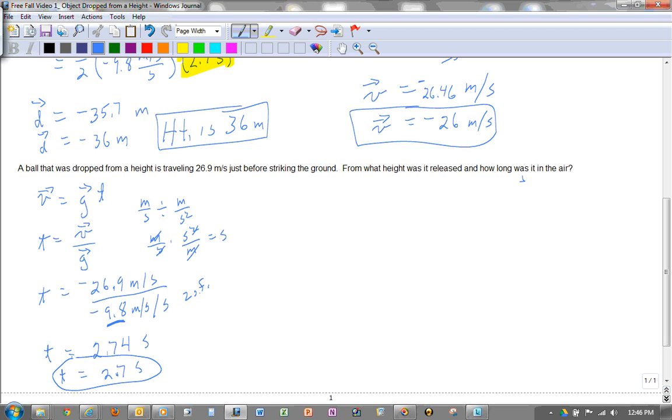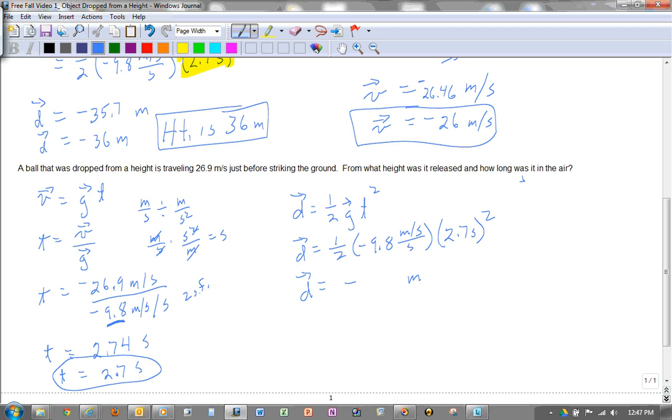Now if I know my time, I can find my distance fallen, that is the height from which it fell. D is equal to 1/2 GT squared, and so D is equal to 1/2 times negative 9.8 meters per second squared times 2.7 seconds squared. Notice I get my displacement is a negative number. Second squares are going to cancel these out, and it's going to leave me meters as expected.